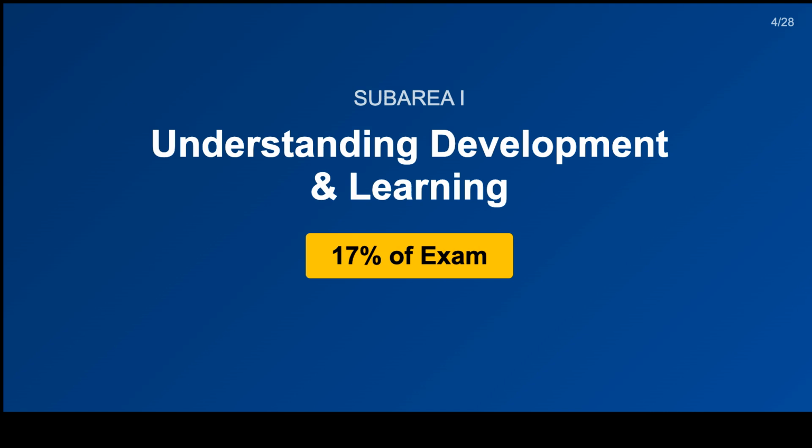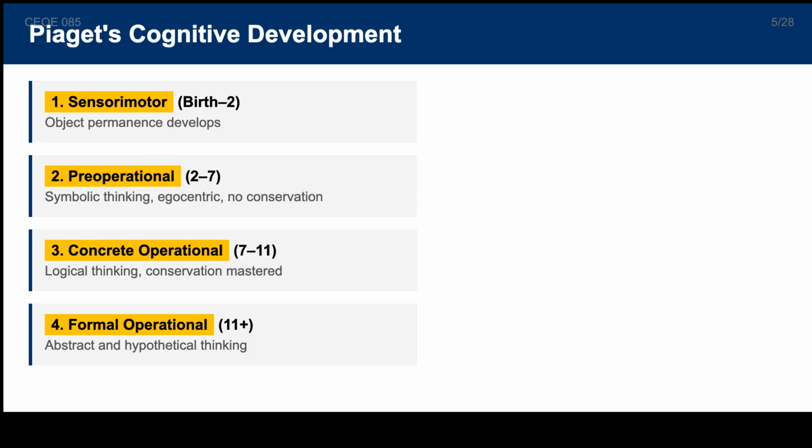Let's start with Subarea 1, Understanding Development and Learning. This section is worth 17% of your exam. You need to know the major developmental theories, understand typical versus atypical development, and be familiar with the different disability categories under IDEA. Piaget's 4 stages are guaranteed to appear on your exam.